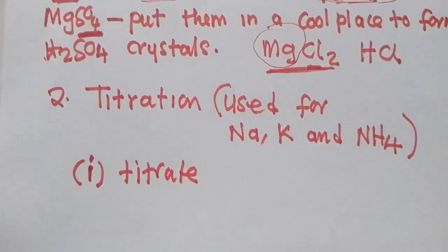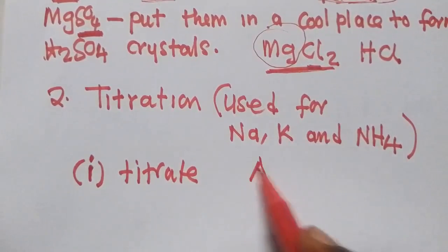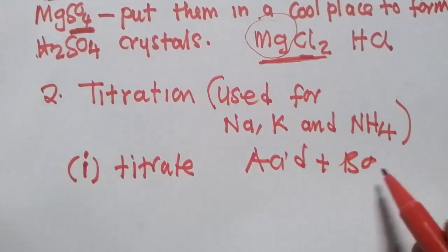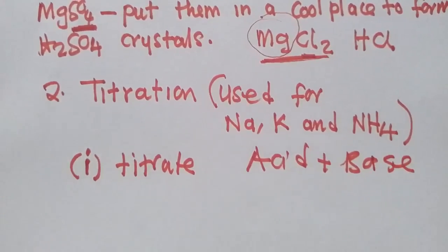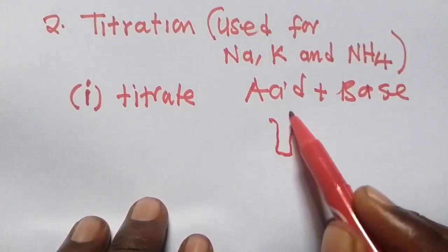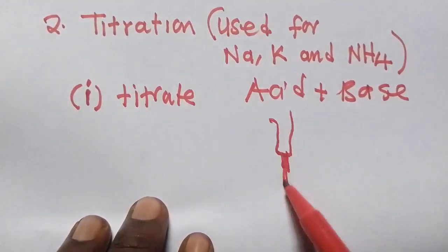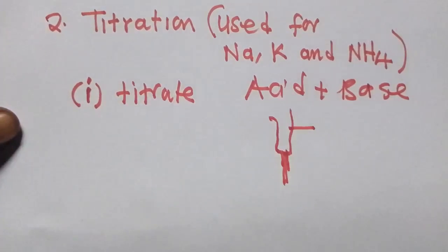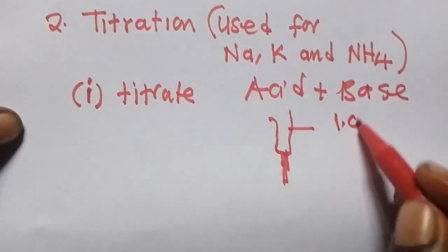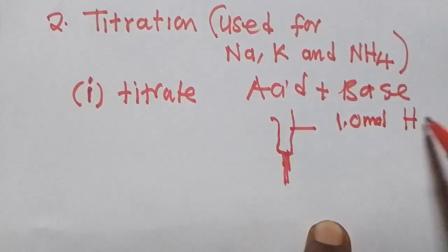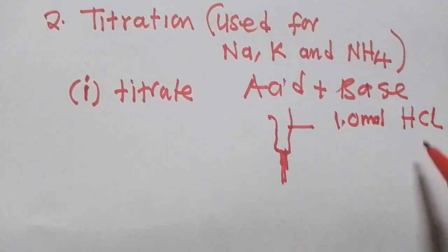You titrate. You get an acid and a base, and you titrate them. Let's say this is the acid here, in this tube. Just put up something that you are able to understand. Here, you are having 1.0 moles of the solution. Let's say this is hydrochloric acid solution.